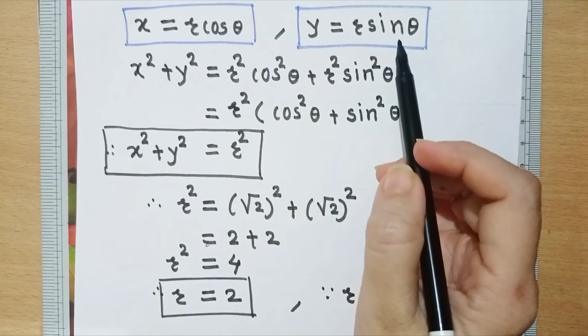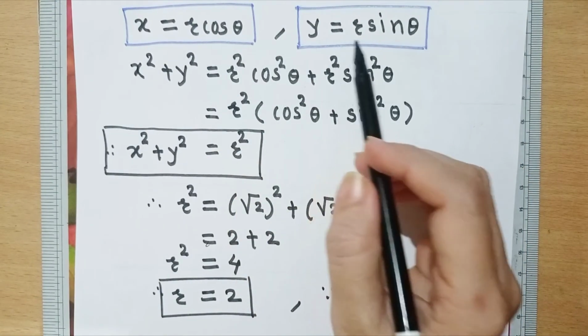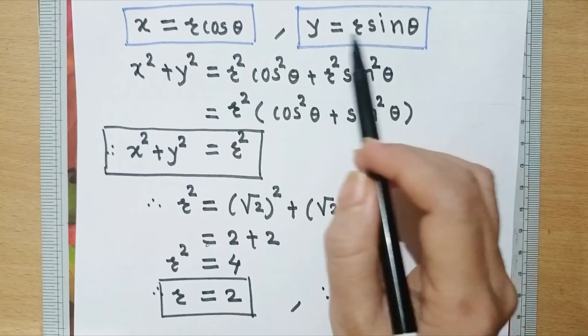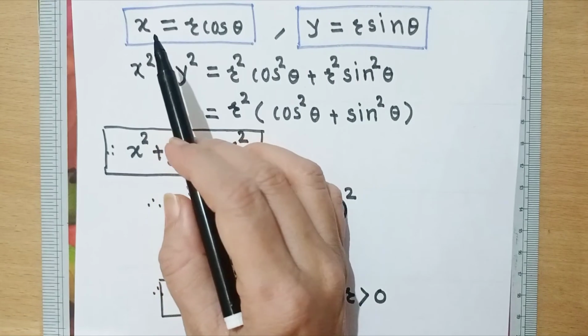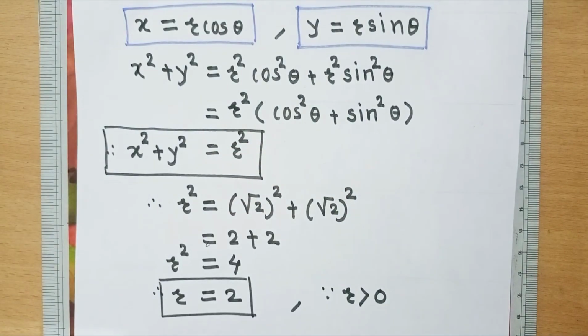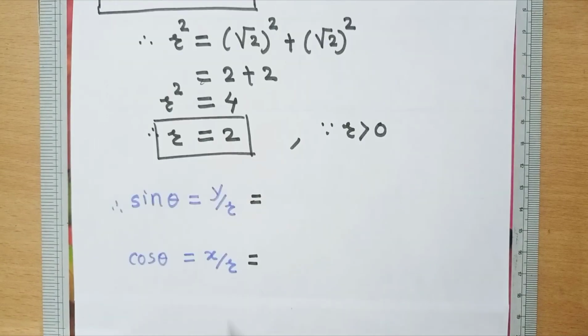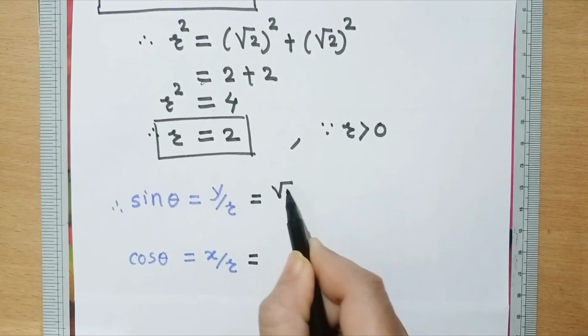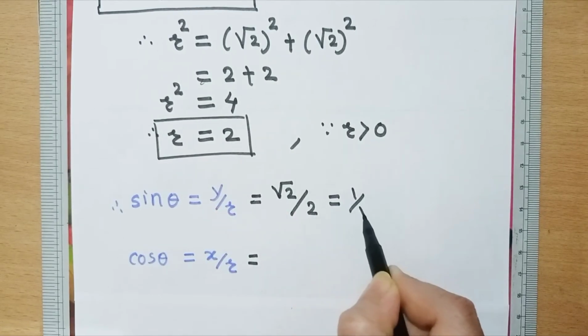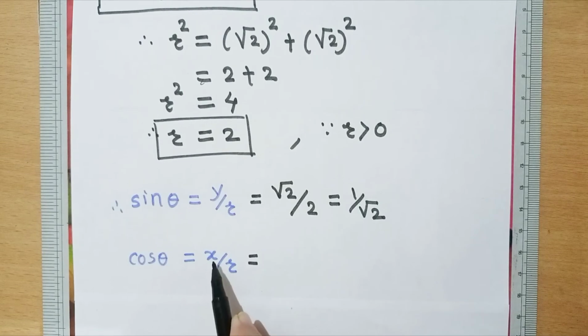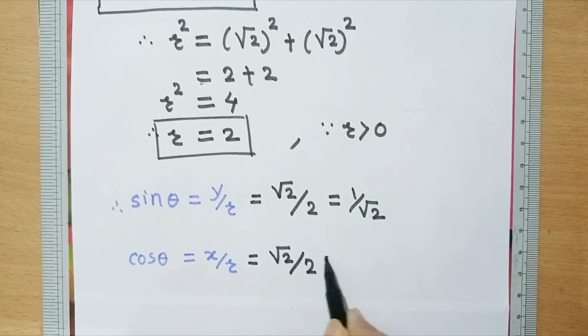To find the value of theta, we will use these two equations. From these equations, sin theta is equal to y upon r and cos theta is equal to x upon r. And so we will use this, and substituting values, y is root 2 and r is 2, and this is equal to 1 upon root 2. Same here, value of x is root 2 upon r is 2, and this is equal to 1 upon root 2.